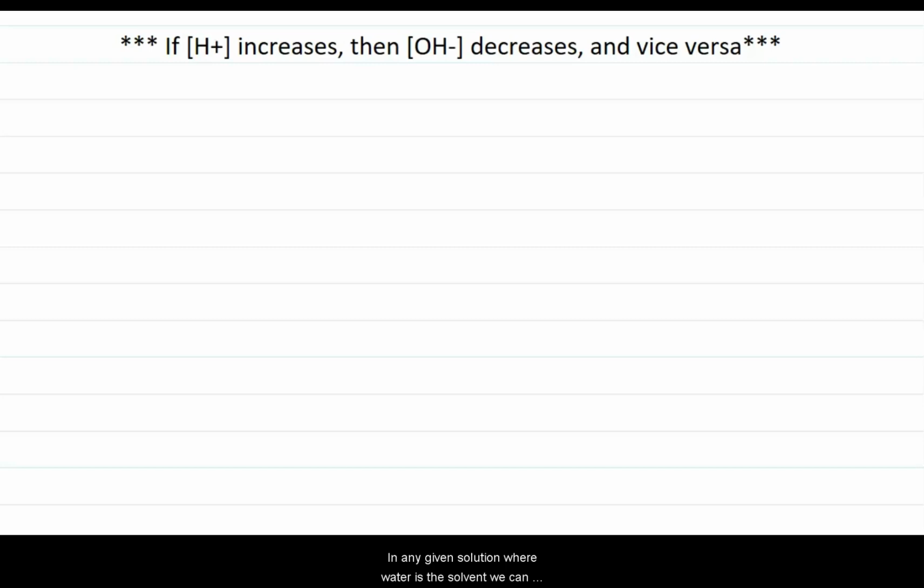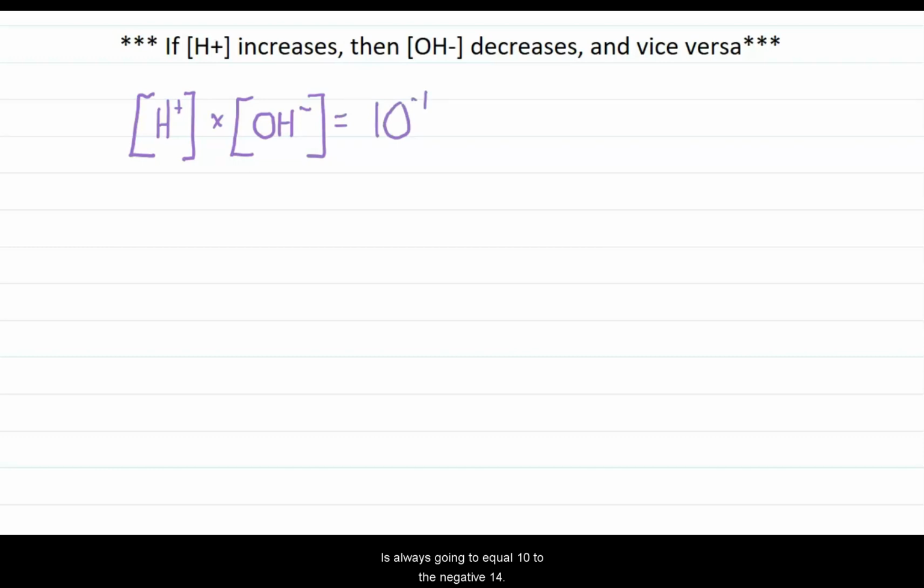In any given solution where water is the solvent, we can write this relationship out like this, where the concentration of your hydrogen ions times the concentration of your hydroxyl ions is always going to equal 10 to the negative 14. If we're talking just pure water, that's pretty simple. We can see that relationship.